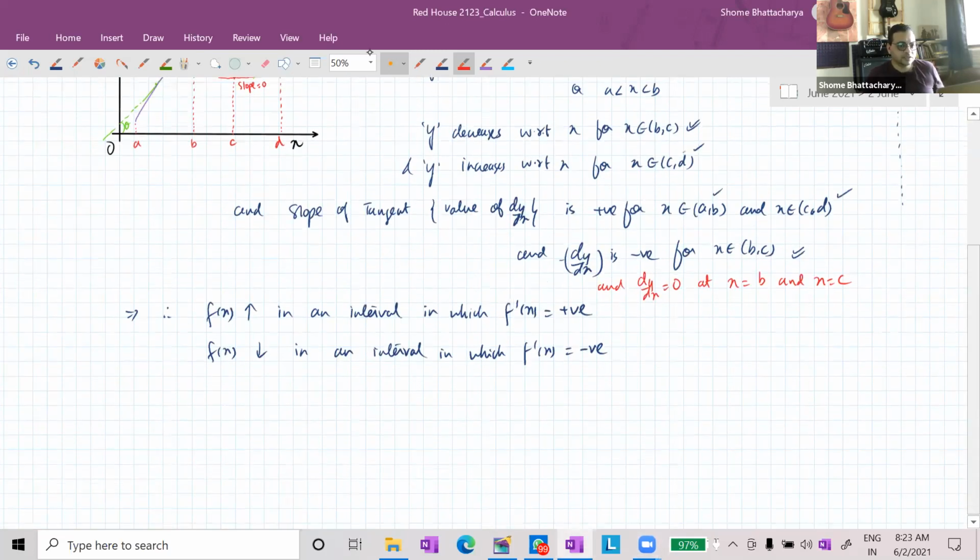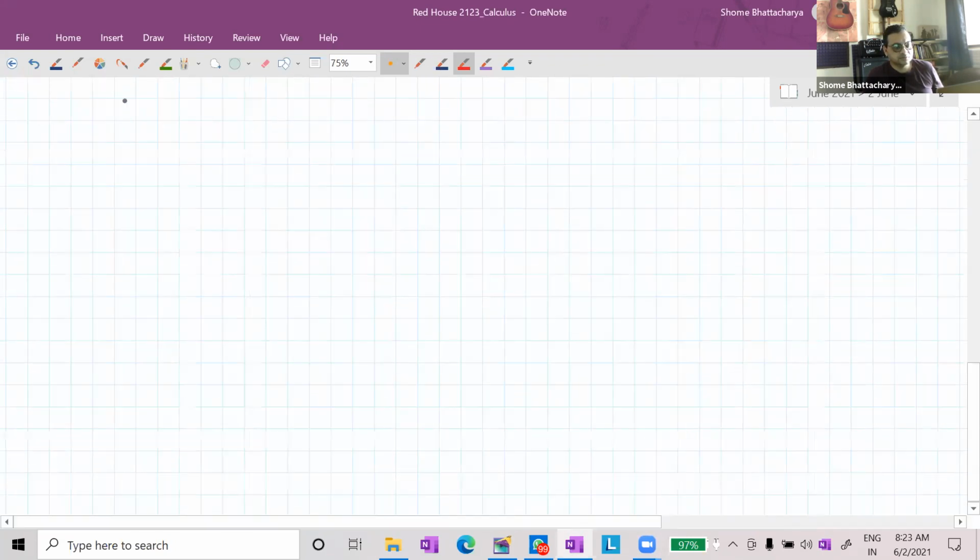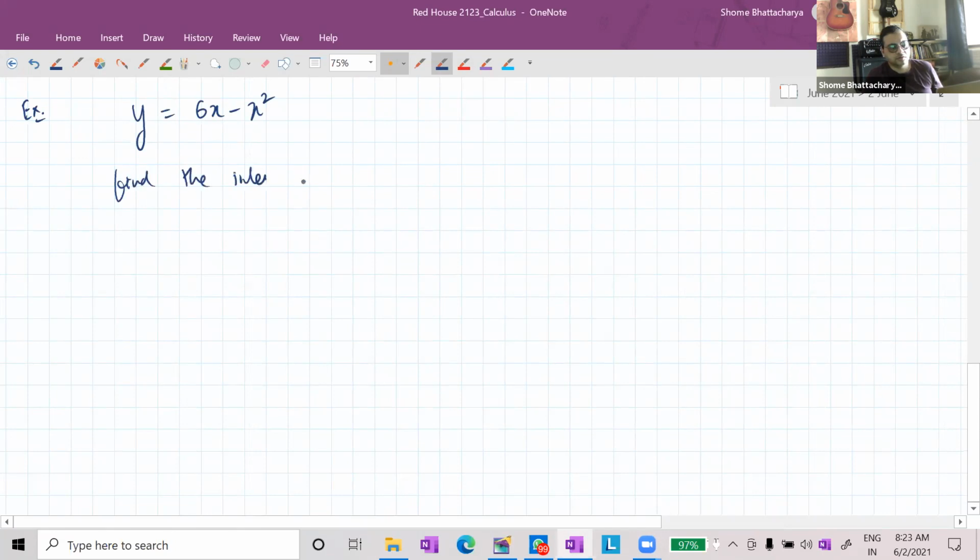Okay, so let's look at this with an example. So we'll start with a rather simple example. We have y is equal to, let's say, 6x minus x squared. Okay, so we have to find the interval in x for which y increases with respect to x, and y decreases with respect to x.